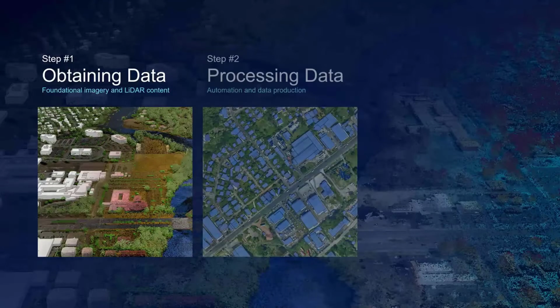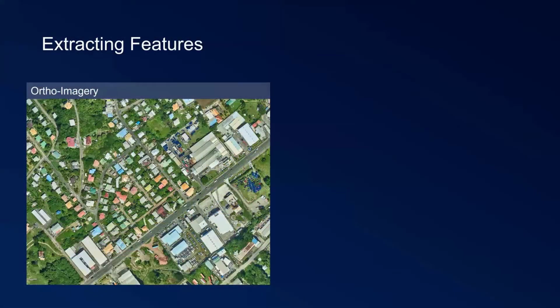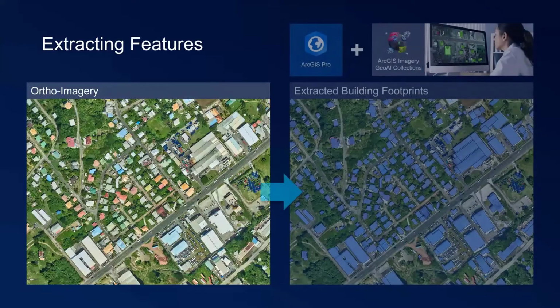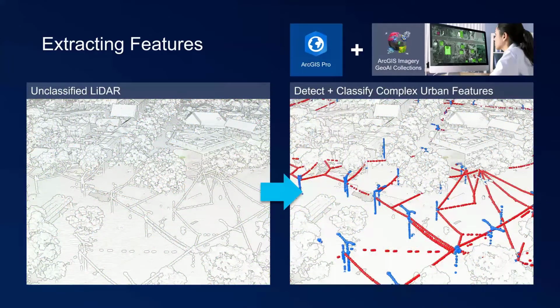Challenge number 2, processing data. The need to manually digitize and create content is long gone. With ArcGIS Pro and the ArcGIS imagery GeoAI collections, you can extract value from your imagery, such as building footprints using one of Esri's pre-trained neural network models, enabling you to detect more complex features like these transmission lines shown on the slide.